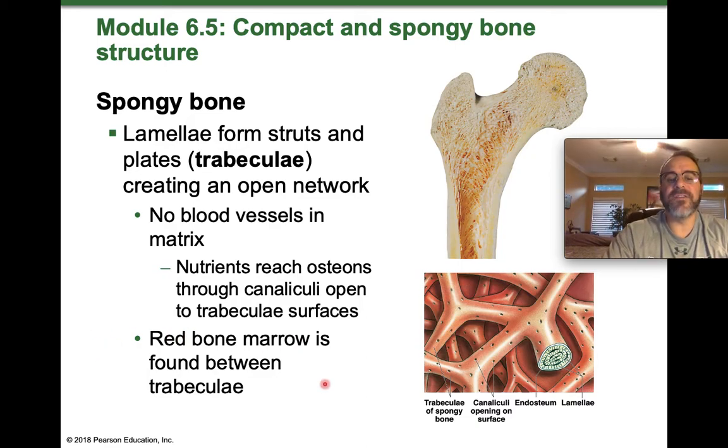Red marrow is found in between all of this. So right here, you don't see red marrow because all the red marrow has been drained out. You only see the bony matrix that was left behind. But normally this would have been filled with the red marrow, and then the endosteum and then the trabeculae are what you're seeing behind.